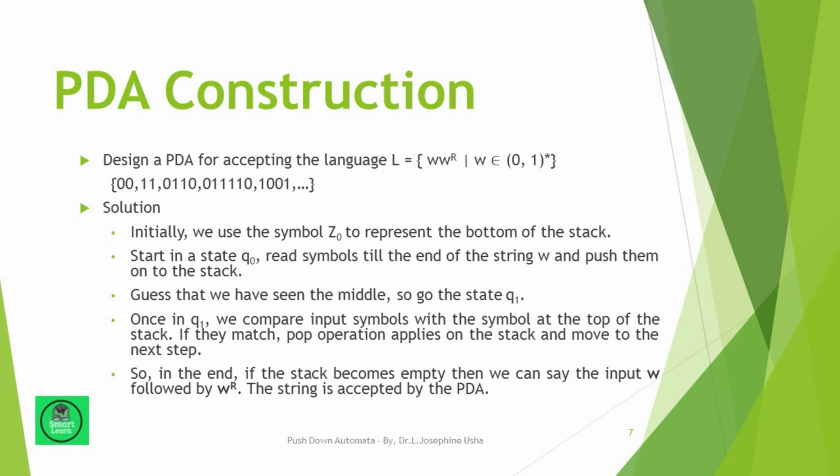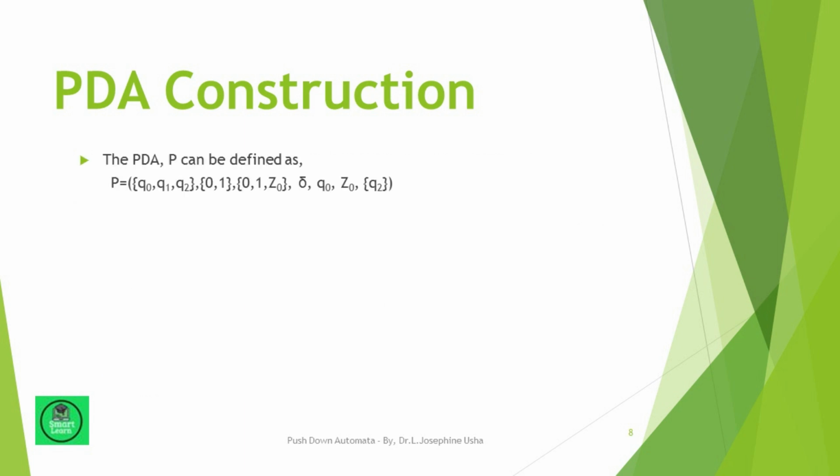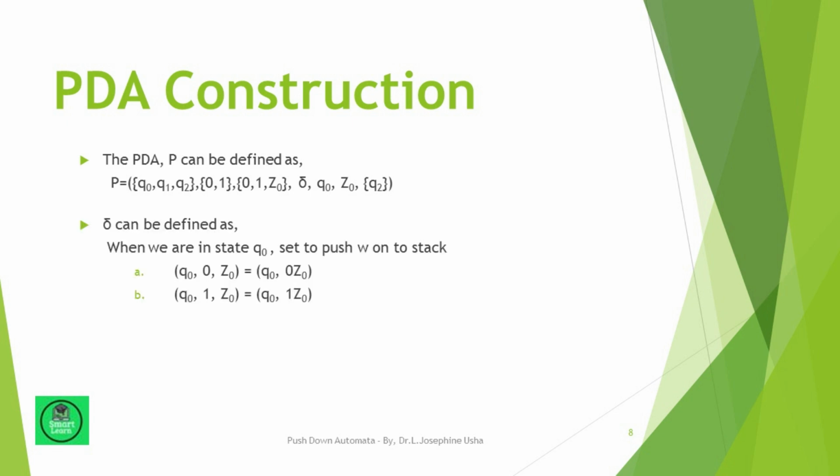Now we will see how we can define the pushdown automata for this language. The pushdown automata can be defined using 7 tuples. First we have the finite set of states, then a finite set of input symbols, then stack symbols, then the transition function, then the start state, then the start stack content, and then a finite set of final states. So these are the 7 tuples for representing the pushdown automata.